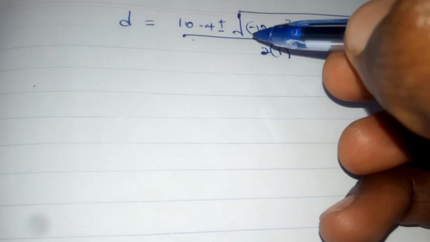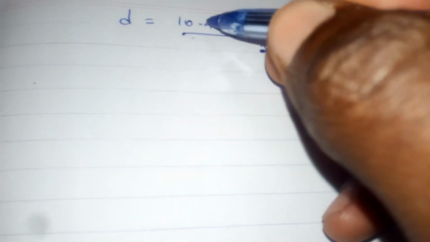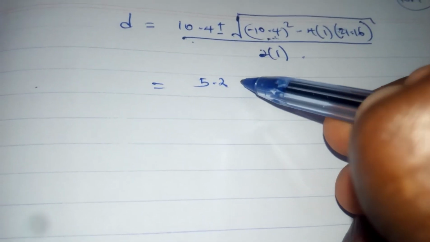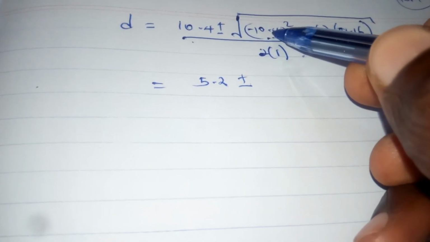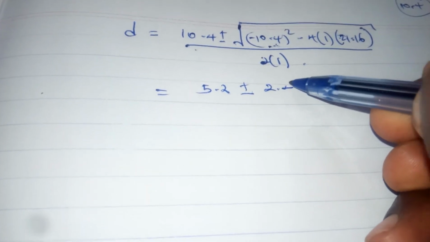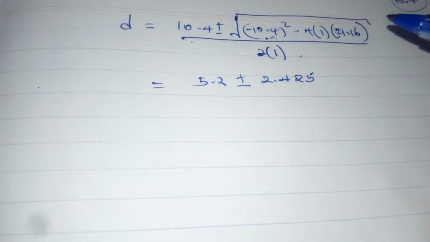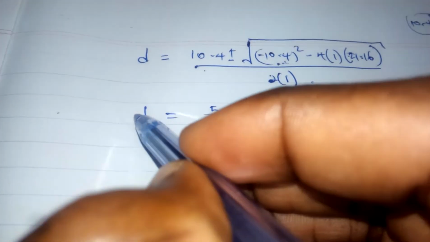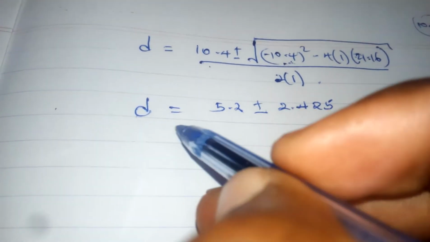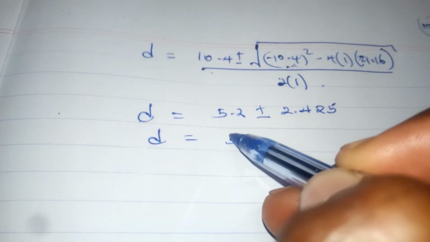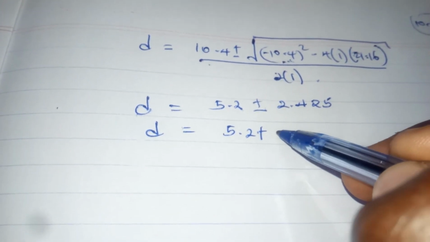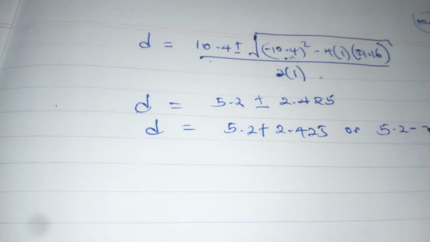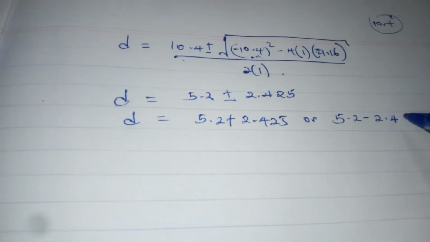Now this 2 will divide that to be 5.2, that's half of it. 5.2 plus or minus that root, and the result, I think you will have to check it out, is 2.425, to 3 decimal places. That is d. So you will have two values of d: 5.2 plus 2.425, or 5.2 minus 2.425.